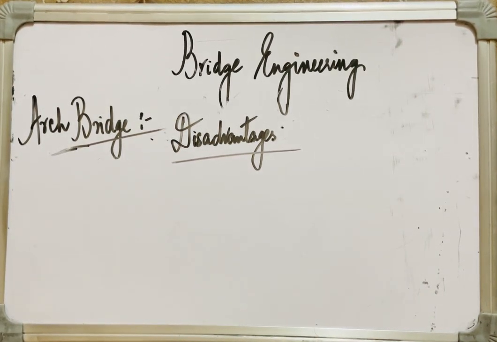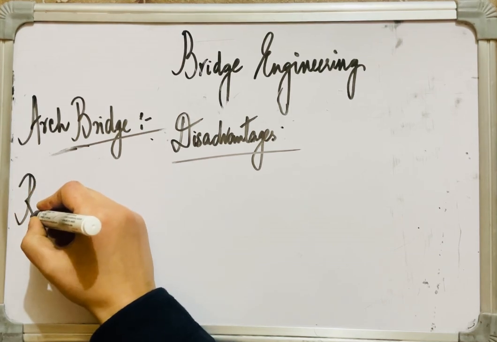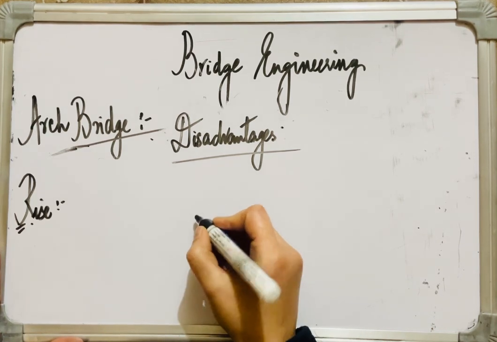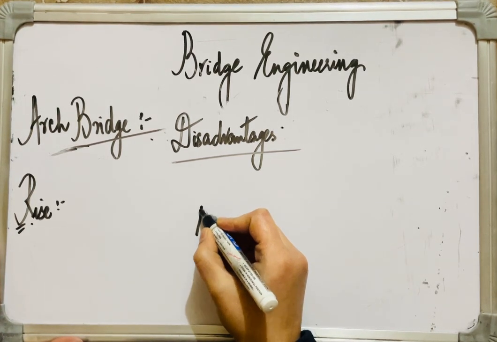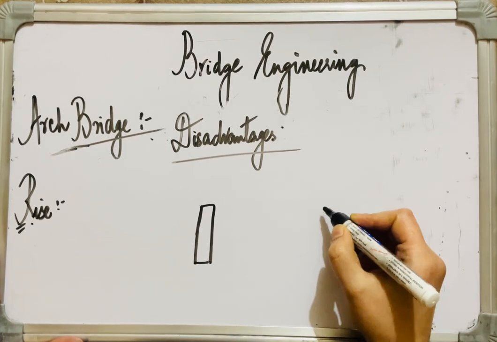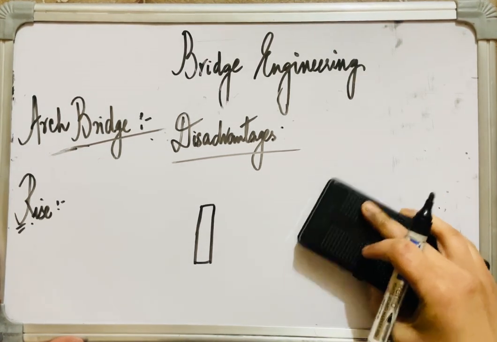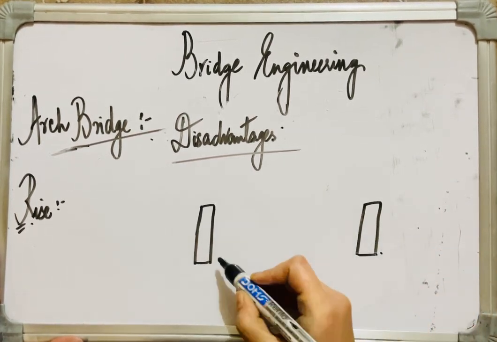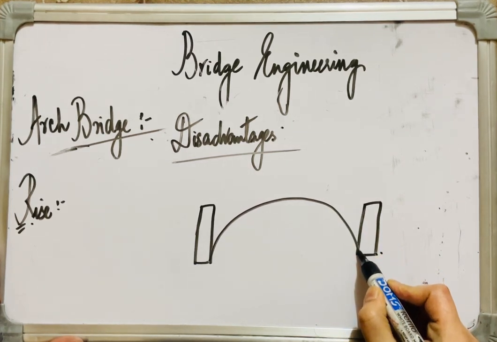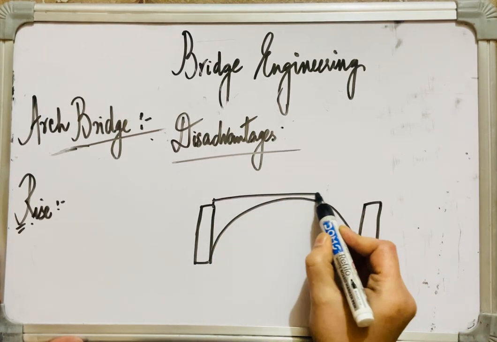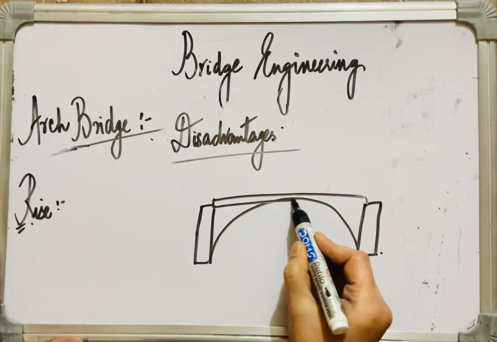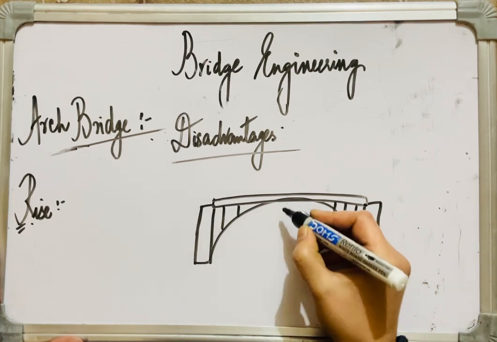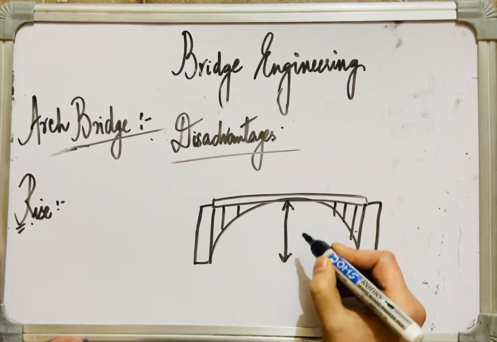Next limitation or the disadvantage is that rise. See, if I'll be making this diagram again. This is the abutment. This is the abutment. All right. This is the arch, and this is the bridge deck. All right. This is known as the rise of the arch. You must be familiar with this.